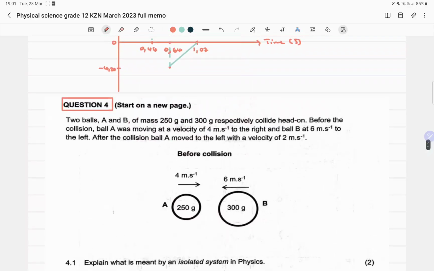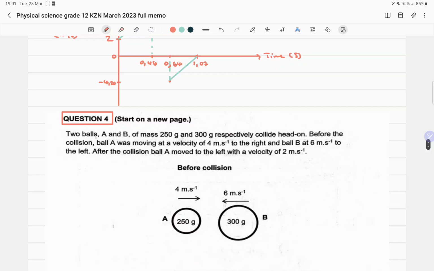Okay guys, let's not waste time anymore. Two balls A and B, of mass 250 grams and 300 grams, respectively, collide head on. Before the collision, ball A was moving at a velocity of 4 meters per second to the right, and ball B at 6 meters per second to the left. Even if this were not stated, the arrows pretty much mean the same thing. After the collision, ball A moved to the left with a velocity of 2 meters per second.